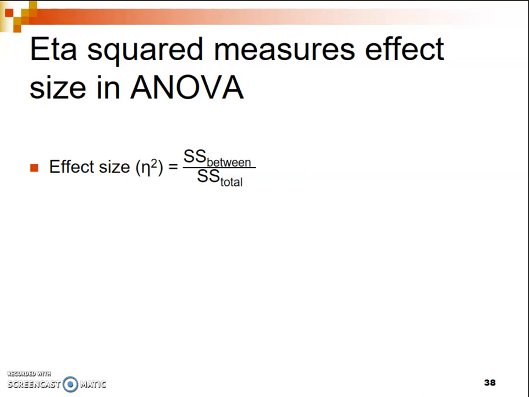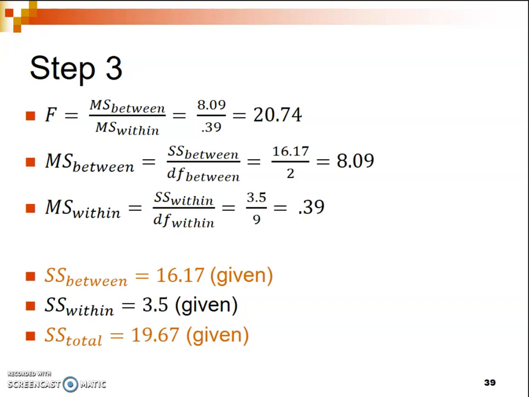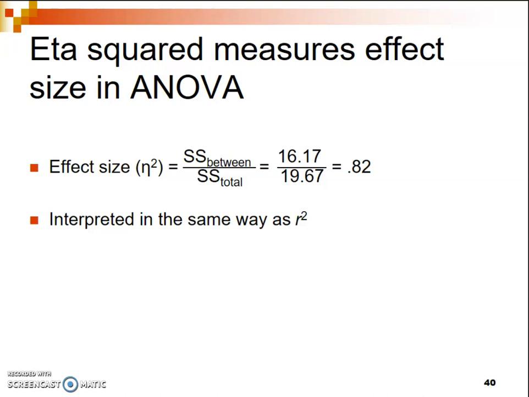So this is a pretty easy calculation because we are actually given both of these values back in step 3. So all we need to do at this point is just take that sum of squares between and divide it by that sum of squares total that we were given. So returning to the calculations here, our sum of squares between was 16.17, and the sum of squares total that we were given was 19.67. So when you do those calculations out, you should get an eta squared value of 0.82.